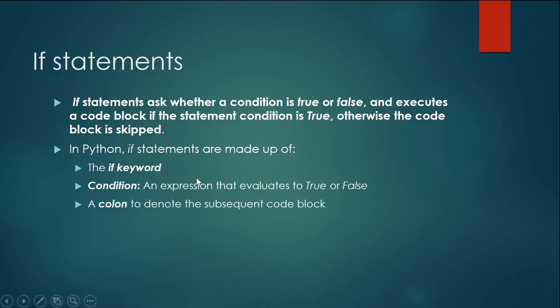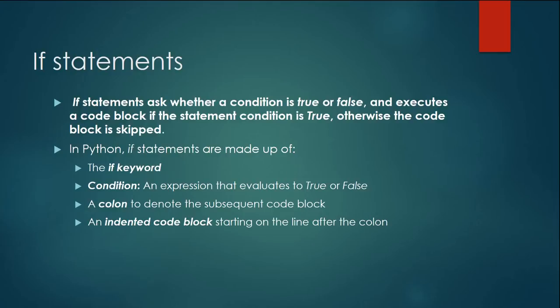Then a colon to denote that we have a code block coming up, and then an indented code block starting on the line after the colon. Now, it is key that you indent that code block, otherwise it will not work. That indicates to Python, the Python compiler, that it is a code block, so it will be executed. And again, a code block is just a piece of code that will run if the condition is true. So it's just a piece of code.